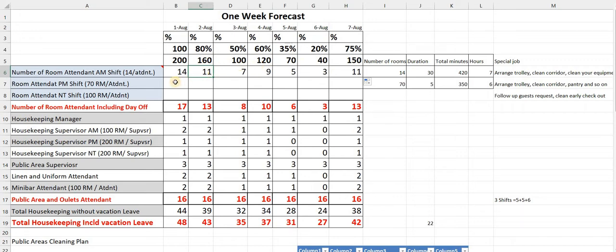So room attendant PM shift, you need to assign around 70 rooms to each attendant. The calculation is plus 200 room divided by 70 equal 3 room attendant. So you need for the PM shift, when you have 200 rooms, you need 3 attendant for PM shift. PM shift normally start from 4 o'clock until 11 or 12 midnight. It depends on 7 hours working or 8 hours working.